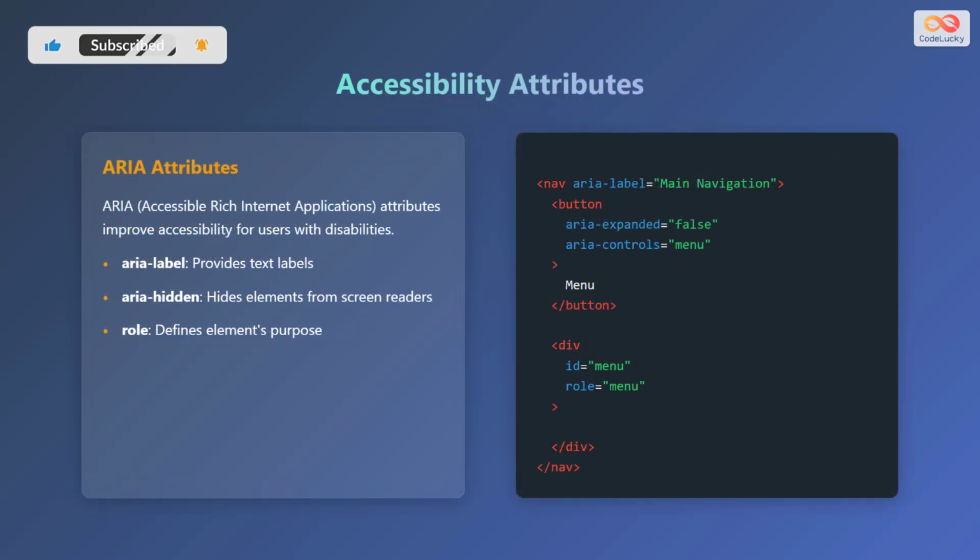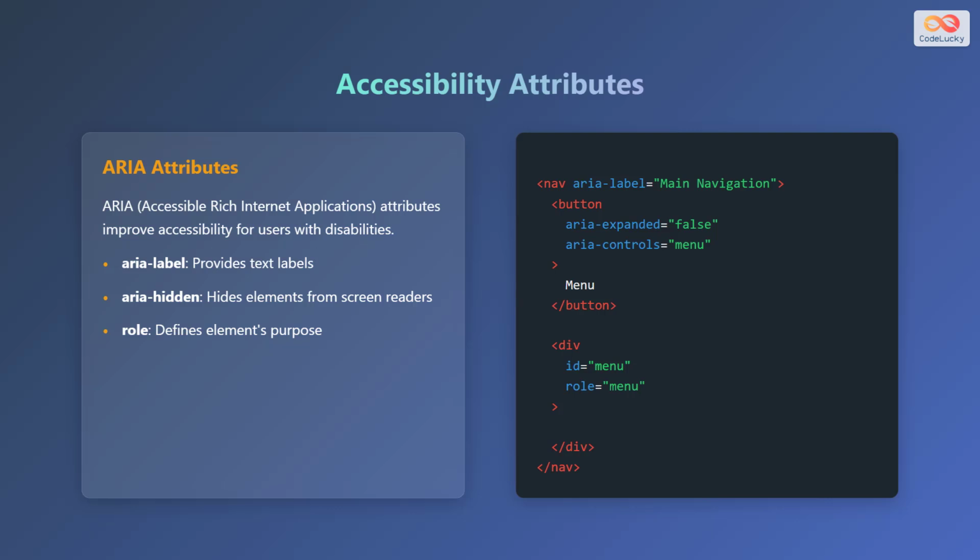Let's see some accessibility attributes. ARIA, that is, Accessible Rich Internet Applications attributes, improve accessibility for users with disabilities. ARIA label provides text labels. ARIA hidden hides elements from screen readers. The role defines elements' purpose. Let's look at a code example.